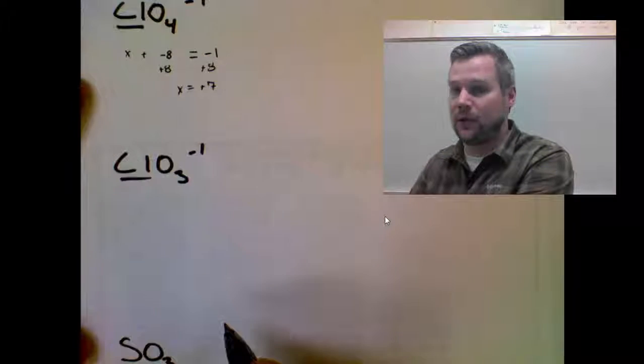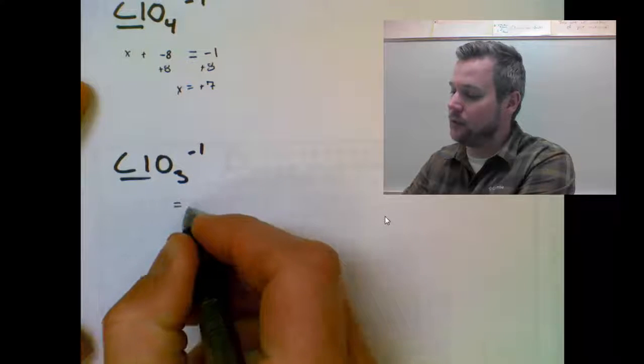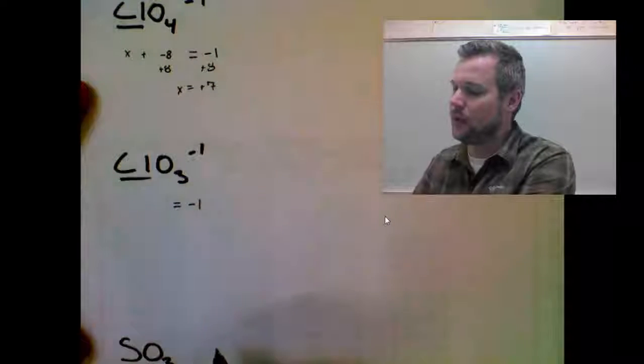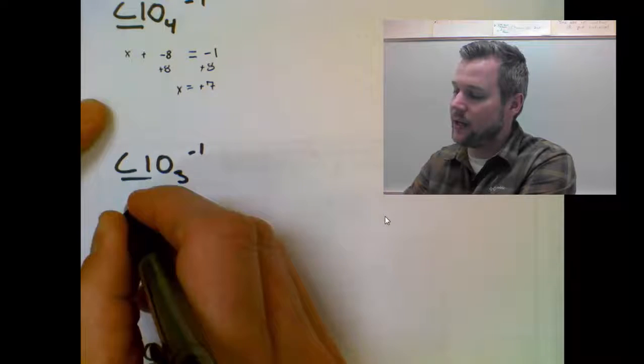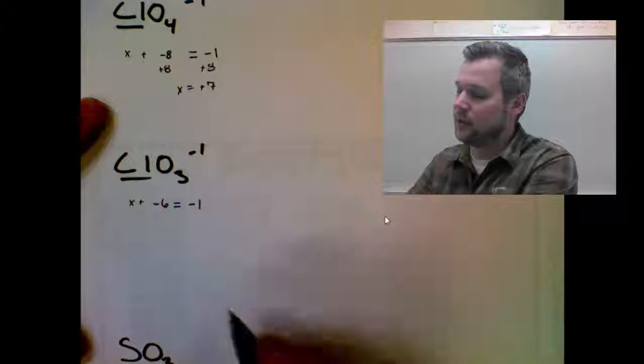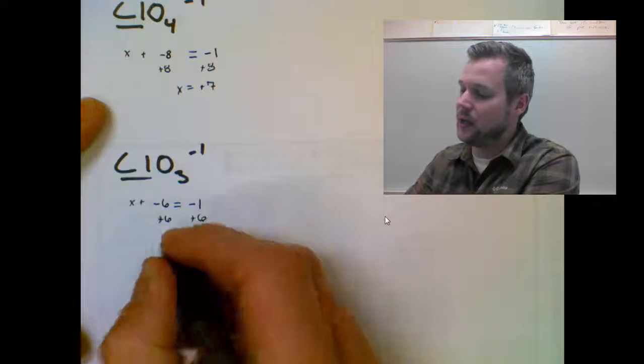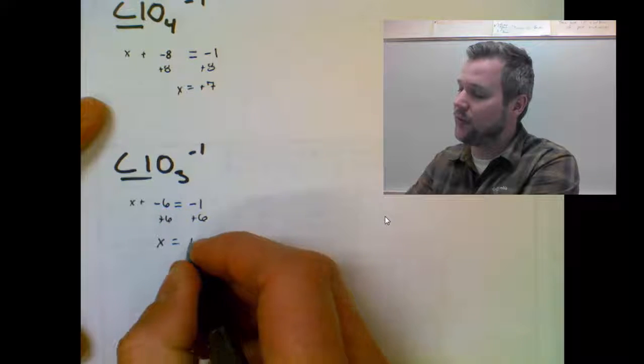The chlorate anion, on the other hand, is equal to -1. We have 3 copies of -2, so that's -6. x plus -6 equals -1, add 6, x equals +5.